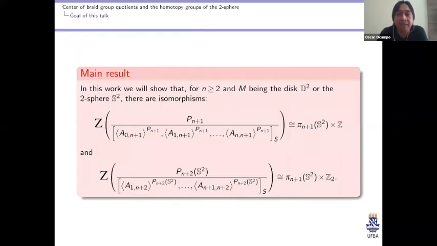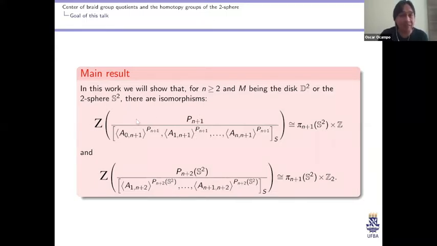Okay. So we will use this notion of symmetrical commutator subgroup to give the connection of these terms as follows. I will start by mentioning the main result of this talk. For n greater or equal than 2, and when we have a surface being the disk or the two-sphere, we obtain these two isomorphisms. That means we take the center of this quotient where the modulo part is a symmetric subgroup. This notation means the classical normal closure of an element in this group, similar in the other part.